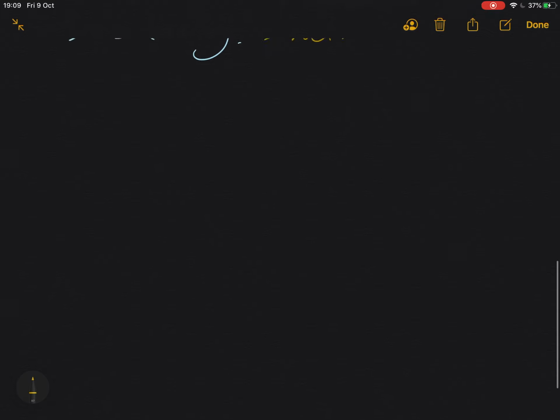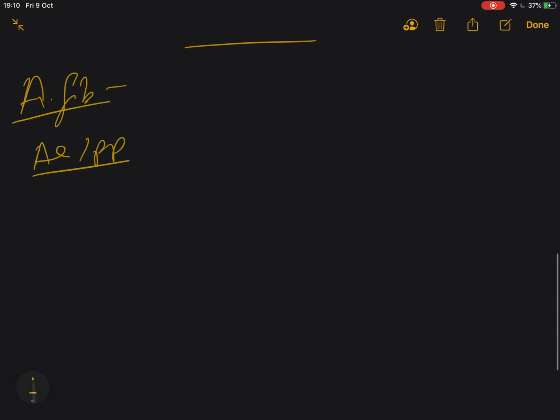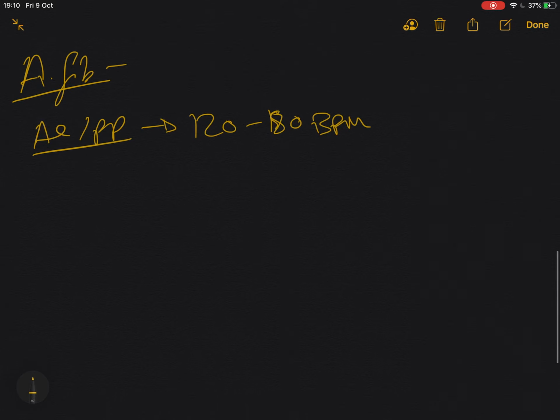Atrial fibrillation, you could talk about this for a very long time, but let's keep it simple. So etiology and pathophysiology: it usually originates as a foci of aberrant electrical pacemaker activity causing about 120 to 180, depending on the textbook you use, beats per minute.